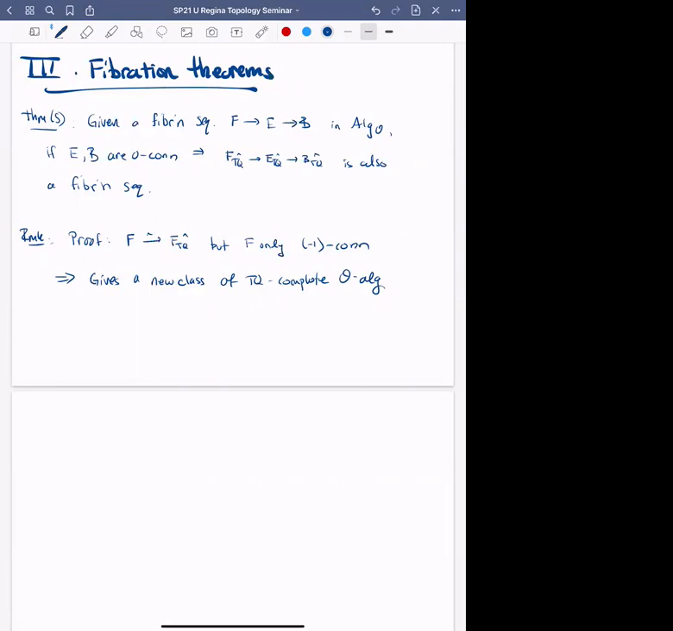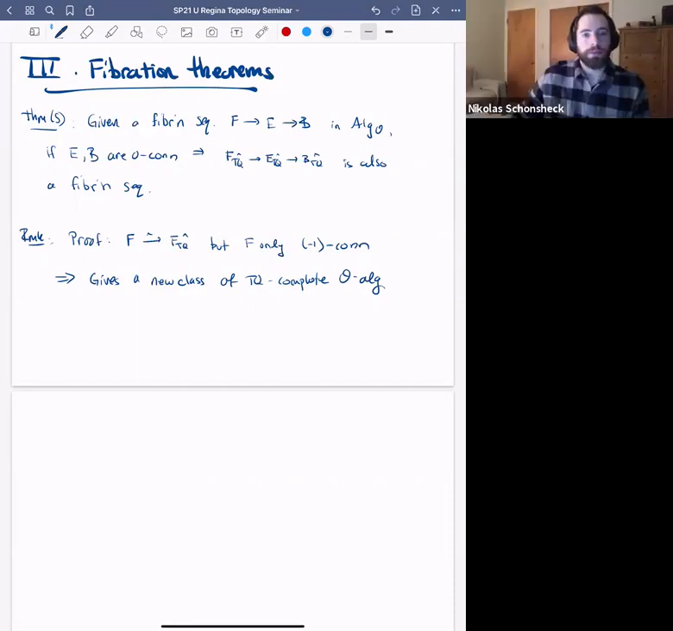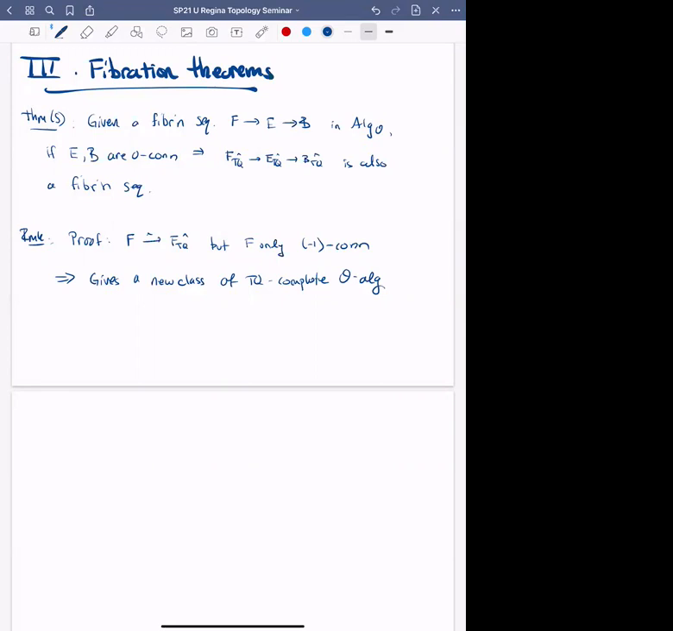Sorry, can I ask just one other question? When you take a fibration sequence in Alg_O, does it commute with the forgetful functor to spectra? Yeah, so the model structure on O-algebras is induced by the forgetful functor. So a map in O-algebras is a weak equivalence or fibration if it's a weak equivalence or fibration in the underlying category. Okay. But then cofibrations are very different. Thanks. Yeah.